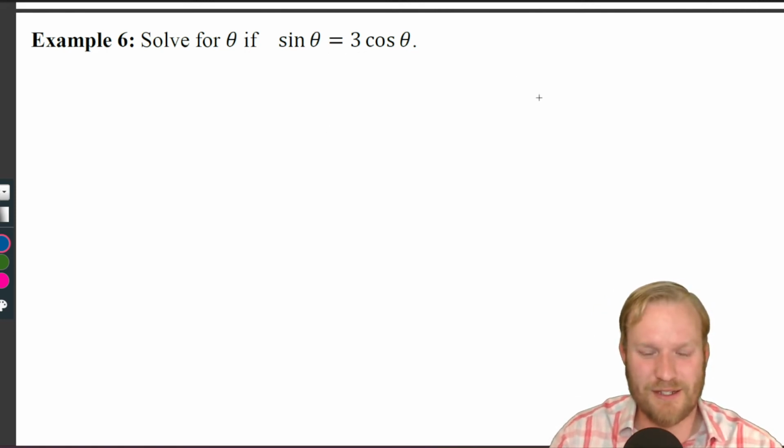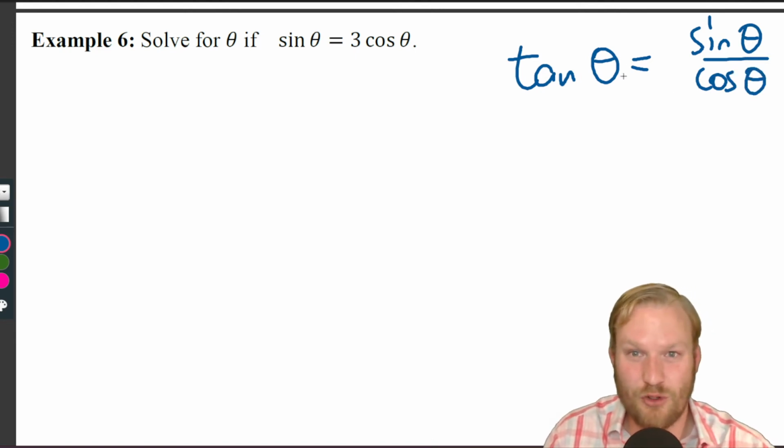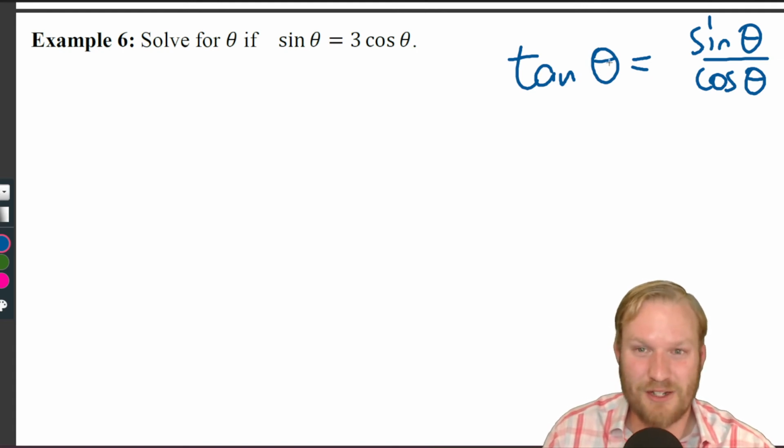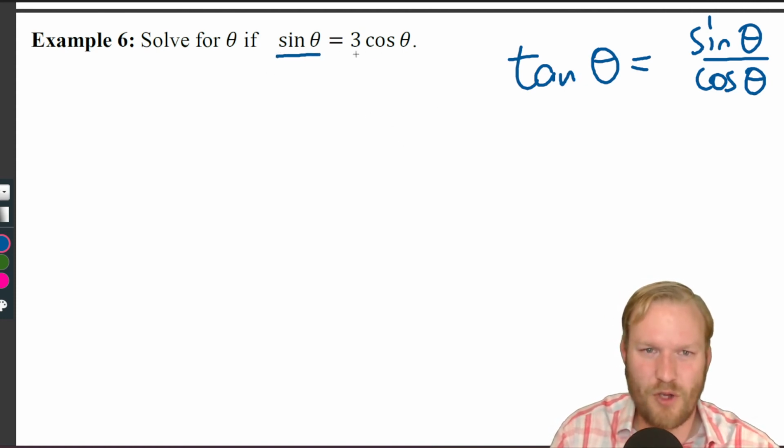Sine theta, cos theta. Here's my hint. Tan theta equals sine theta over cos theta. And that works always as long as, of course, there were asymptotes at theta equals 90 degrees. So as long as theta isn't 90 degrees, we can happily do this. Well, sine of 90 doesn't equal 3 cos 90. Thank goodness.